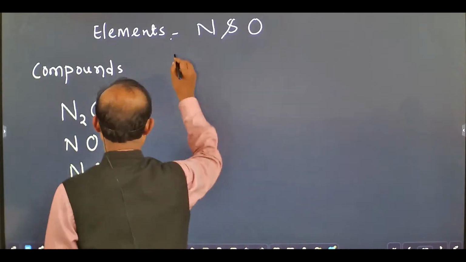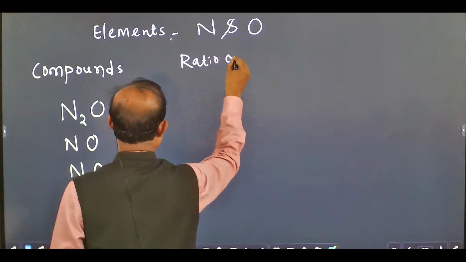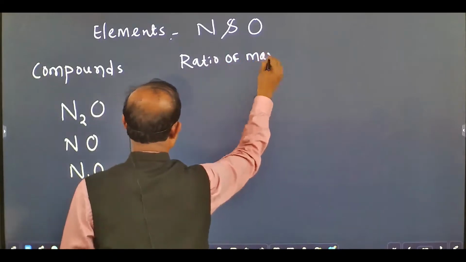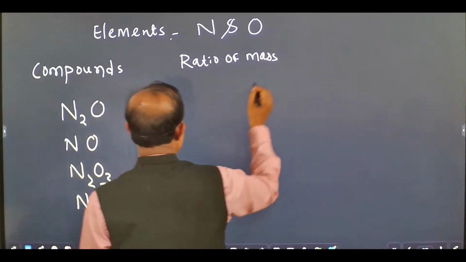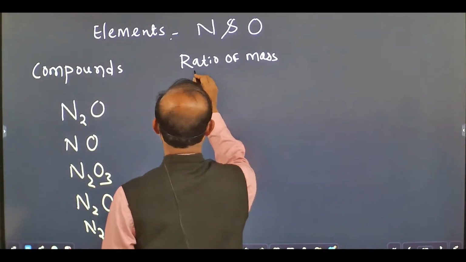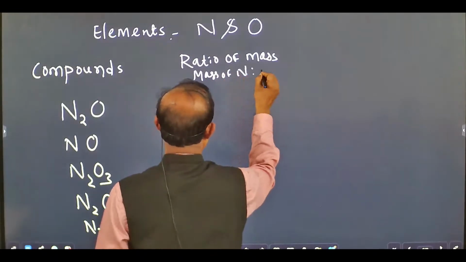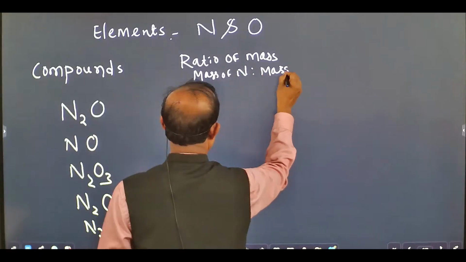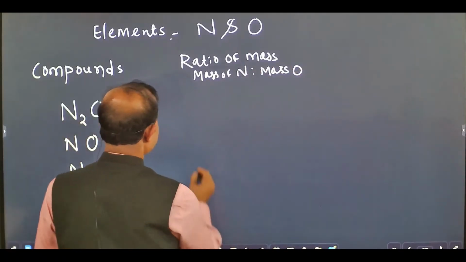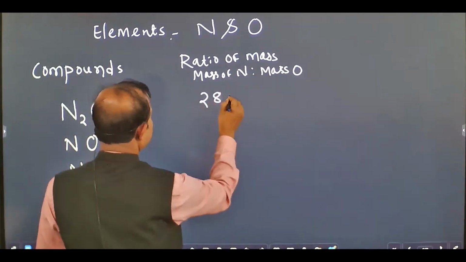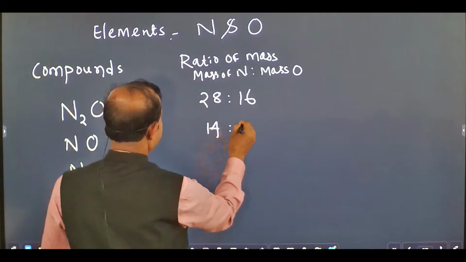So if you take the ratio of mass of nitrogen to that of oxygen, right? That is the mass of N to the mass of O. So what is that in the first case? What is it? 28 is to 16. In the next case, it is 14 is to 16.